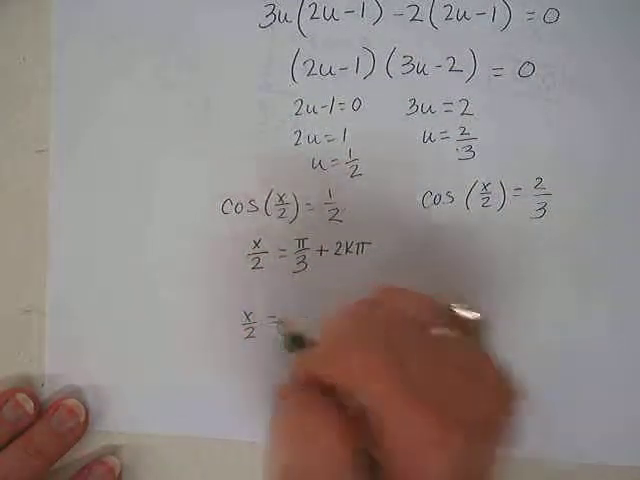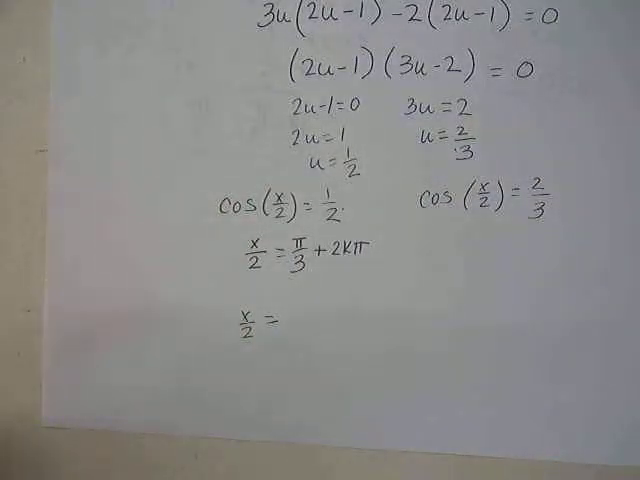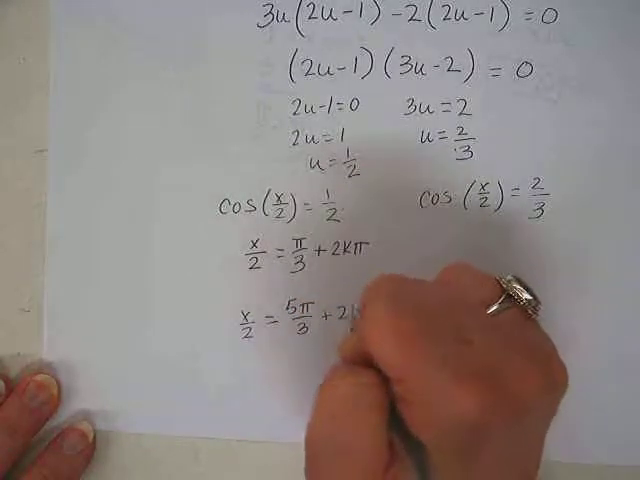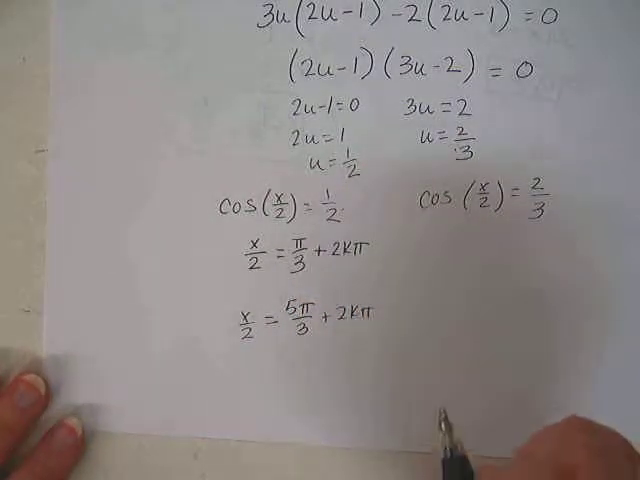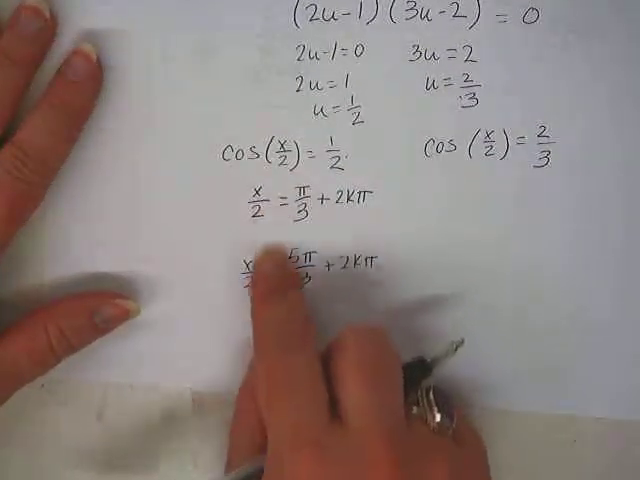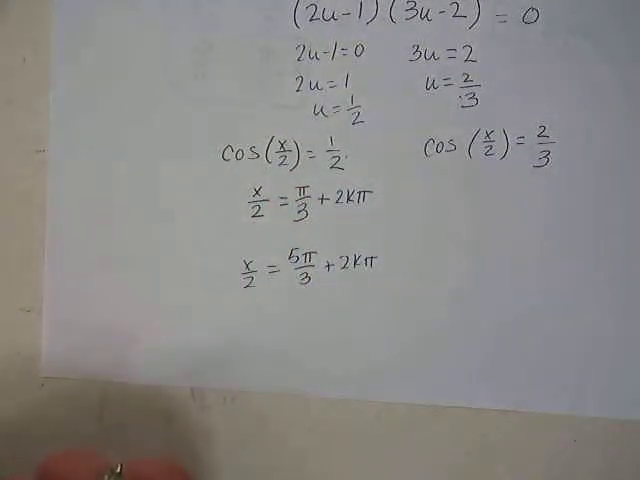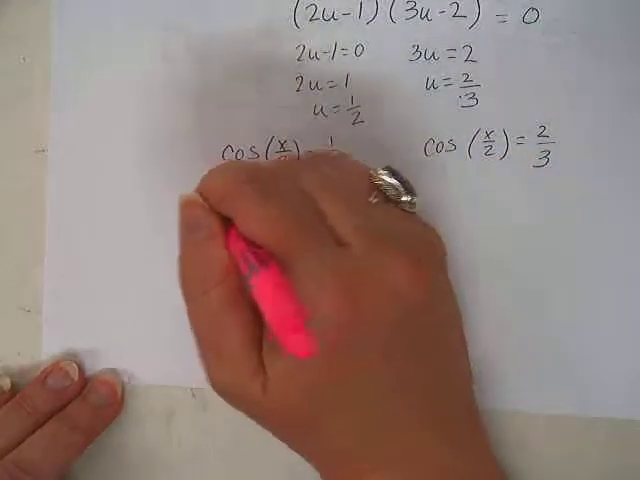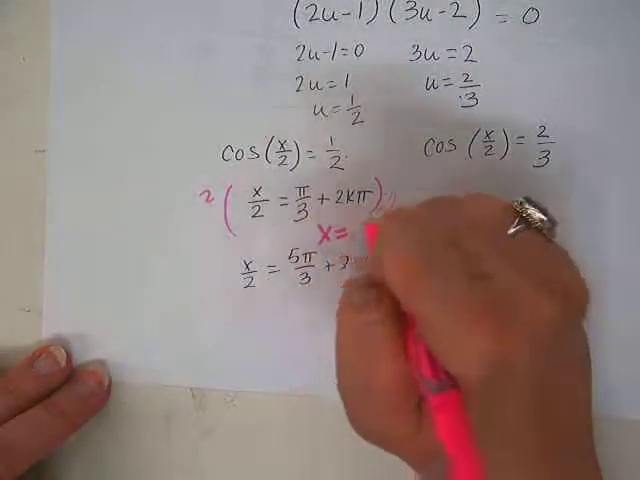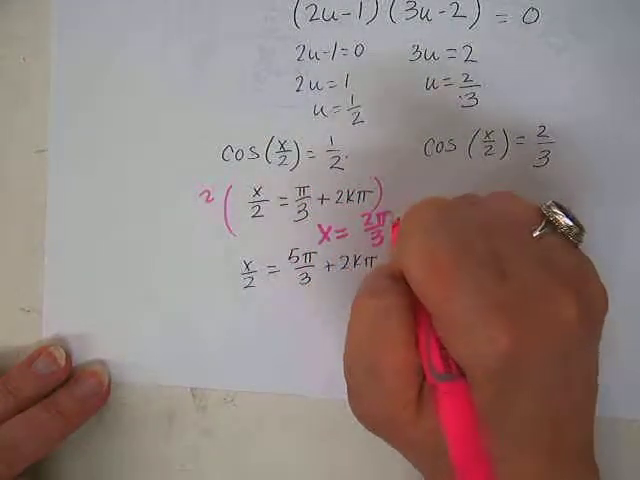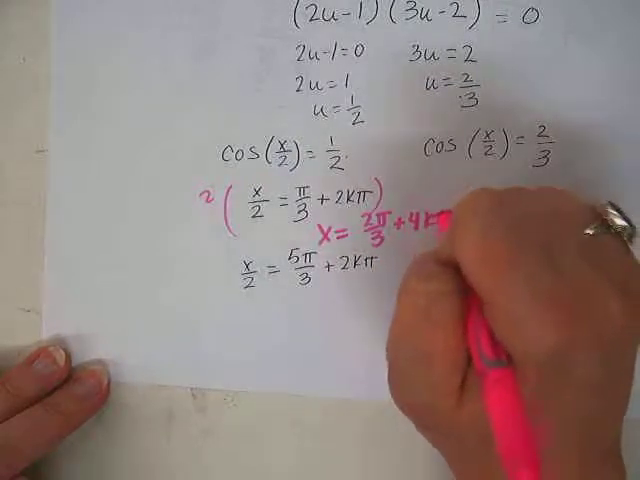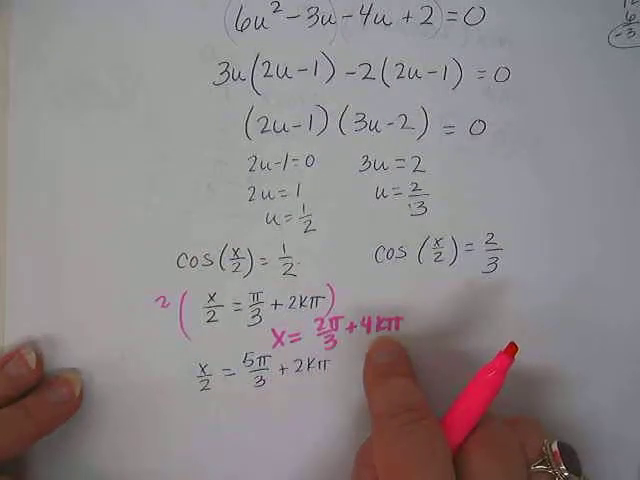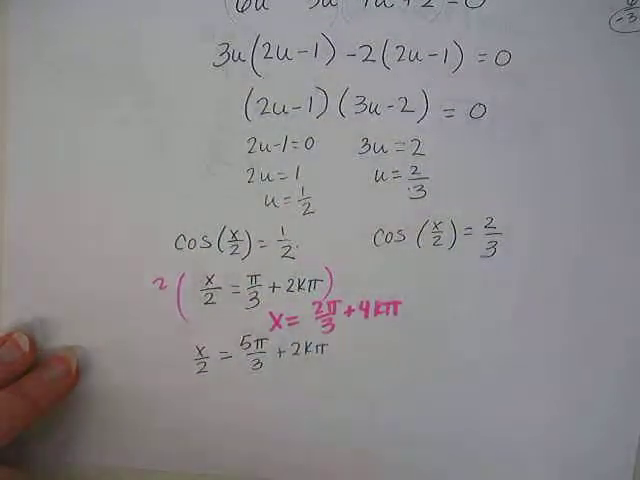Okay, so that's quadrant 1. Is there another quadrant? So x over 2 would also equal a 4th quadrant angle, which would be what? 5 pi/3, possibly plus 2k pi, but probably not. Okay, now go ahead and solve the issue with the half. How do you solve a problem that has a half in it? We multiply everything by 2. Good. So multiply this entire thing by 2, and we get x equals 2 pi/3 plus 4k pi.